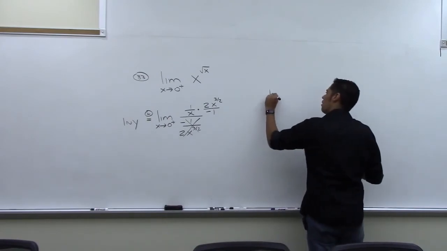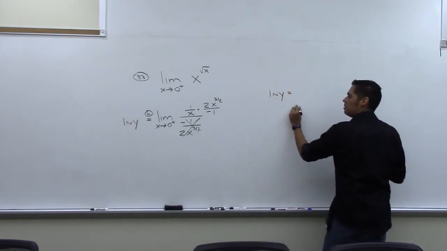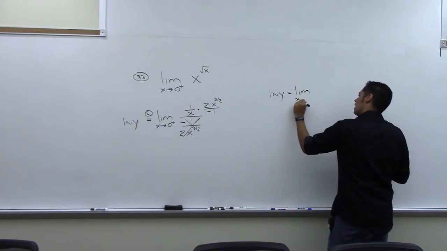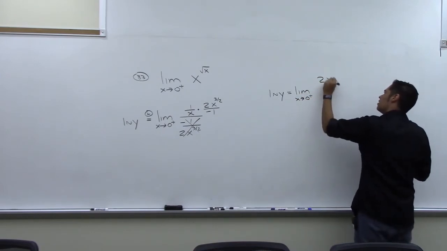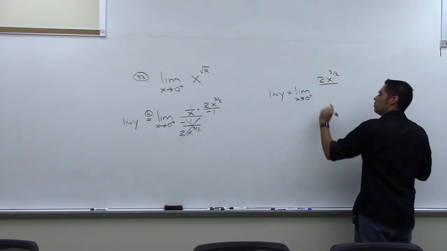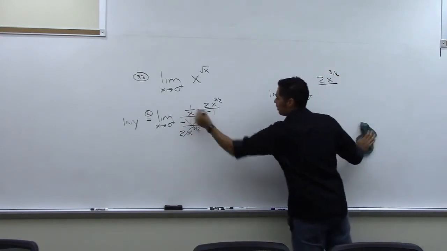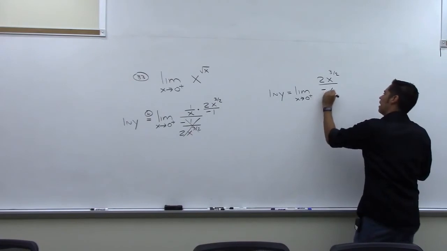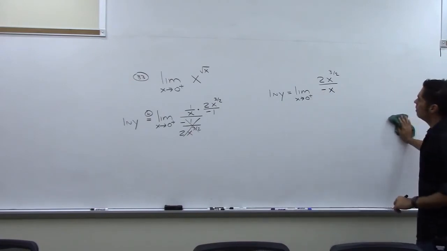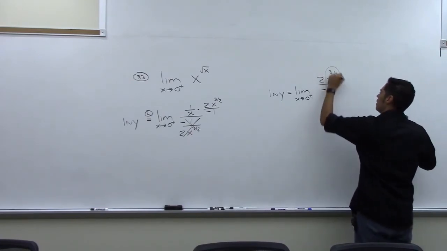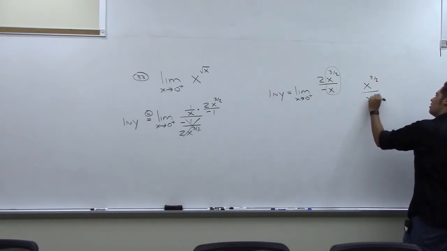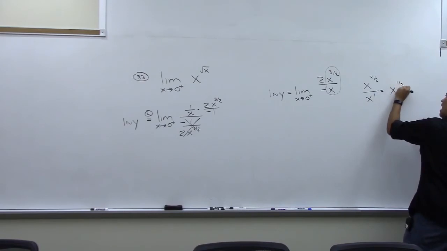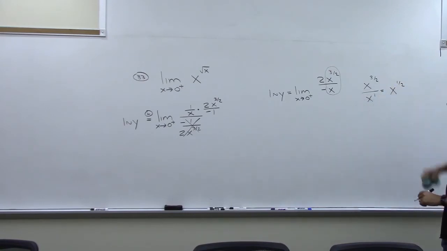I have that the natural log of y equals the limit as x goes to 0 from the right of 2x to the 3/2. It's just multiplying straight across here, and then multiply straight across the bottom, negative x. And I can actually clean that up a little more, right? That's x to the 3/2 over x to the 1. You subtract, you get x to the half. Right? 3/2 minus 1 is a half.